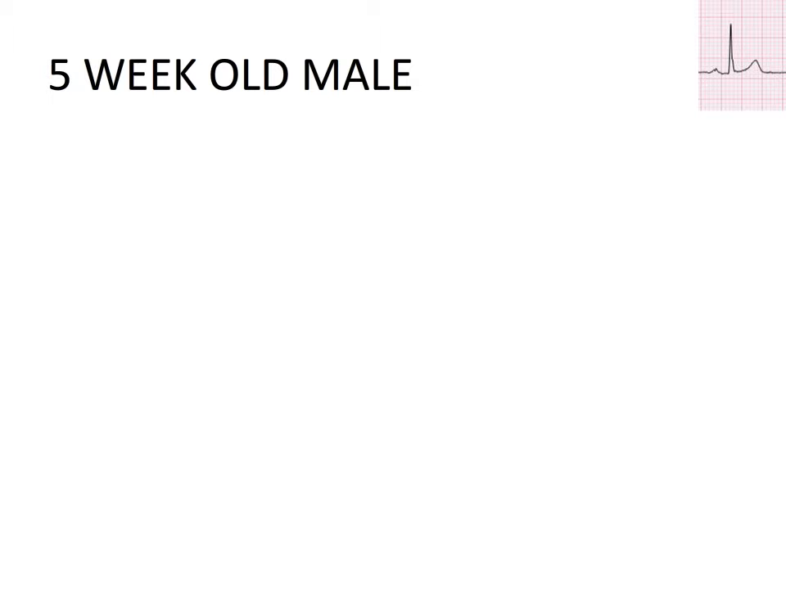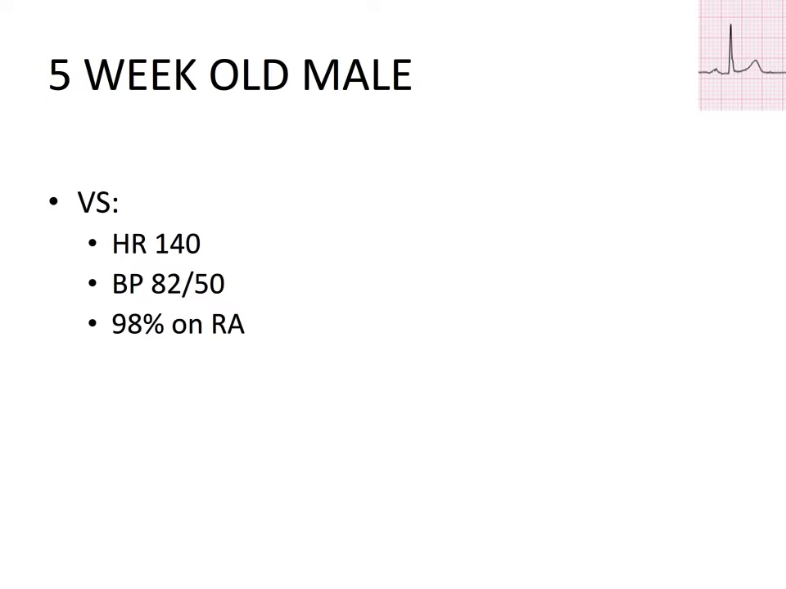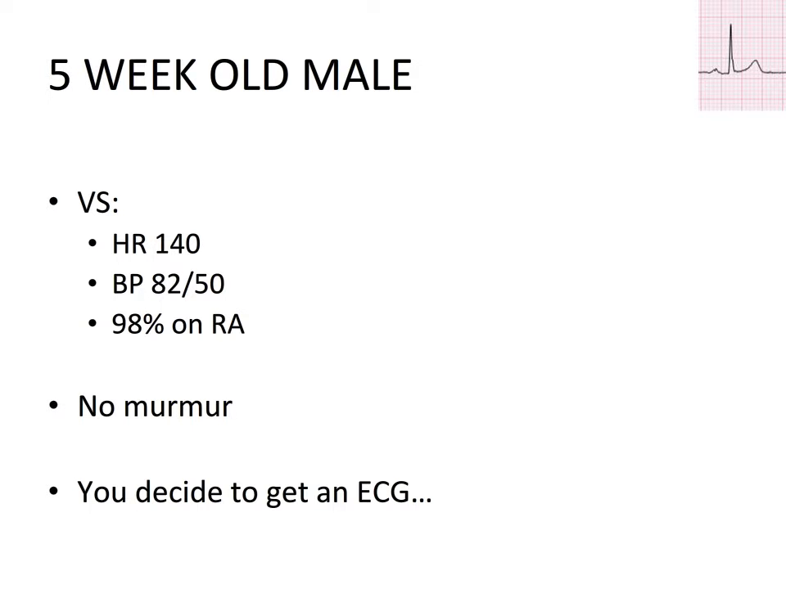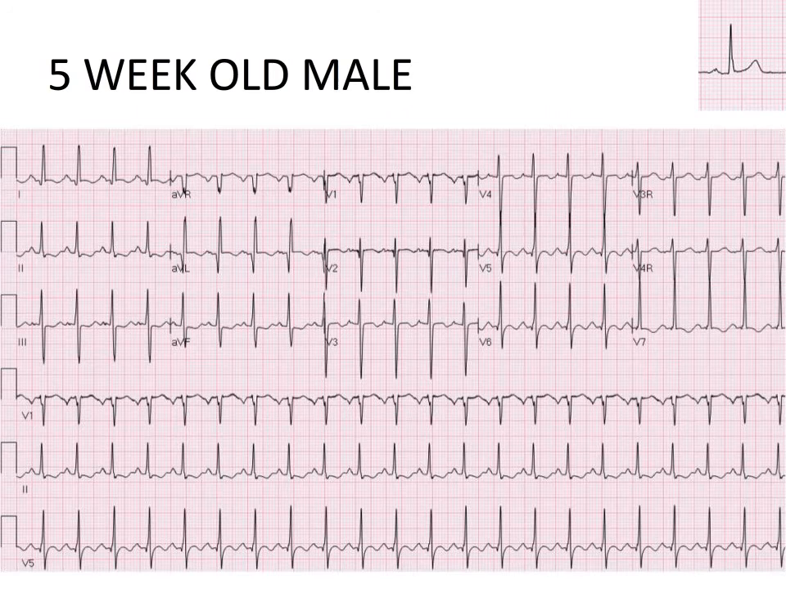Your physical exam shows a heart rate of 140, blood pressure of 82/50, and an oxygen saturation of 98% on room air. There is no murmur on exam. You decide to get an EKG. And this is what you see. Go through this EKG on your own.